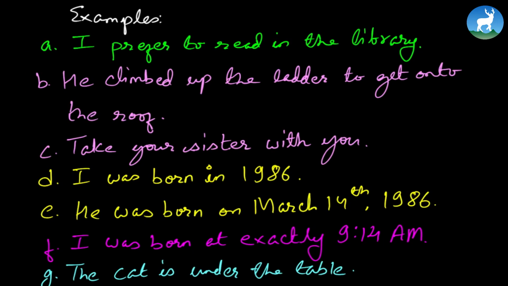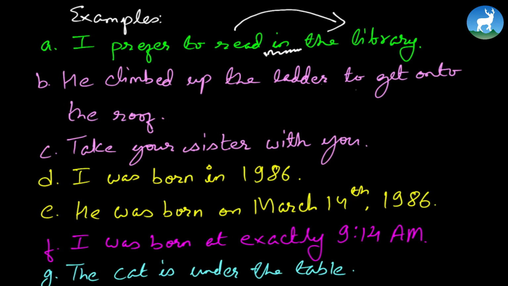So let's check number A. I prefer to read in the library. Remember, name the word which connects. See, the word in here acts as a preposition and is connecting the whole sentence. I prefer to read where? In the library. See, this is how it answers. Where? In the library. This is the preposition here.